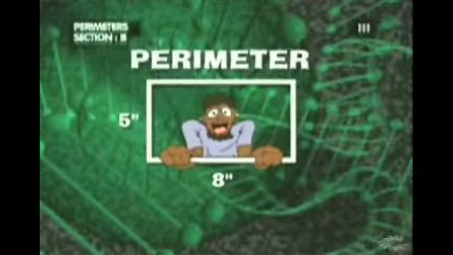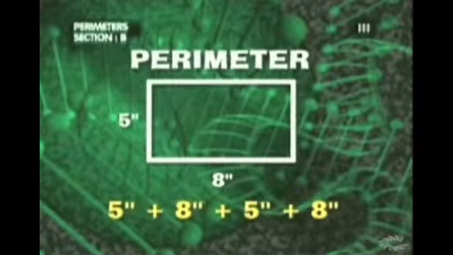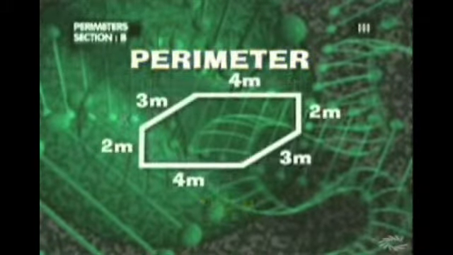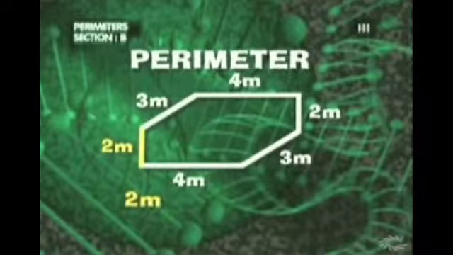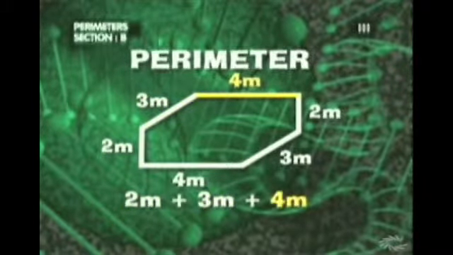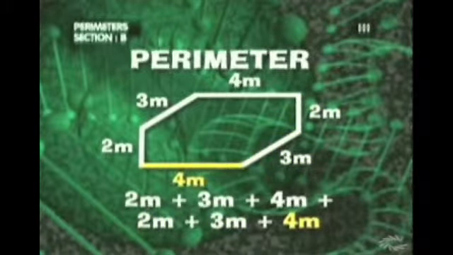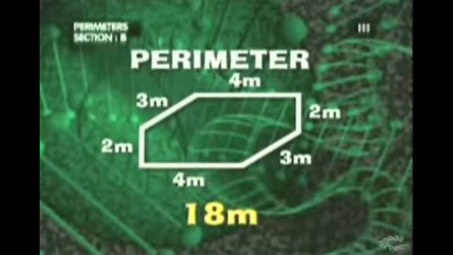So, for this rectangle, we add 5 inches plus 8 inches plus 5 inches plus 8 inches for a perimeter of 26 inches. The perimeter of this hexagon is 2 meters plus 3 meters plus 4 meters plus 2 meters plus 3 meters plus 4 meters. We add these up for a total of 18 meters.